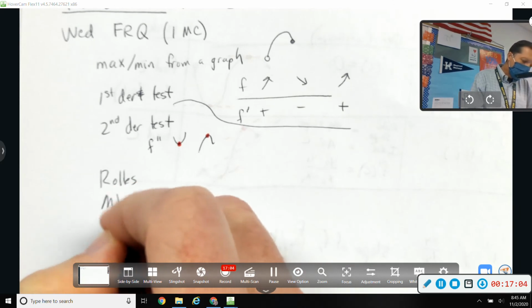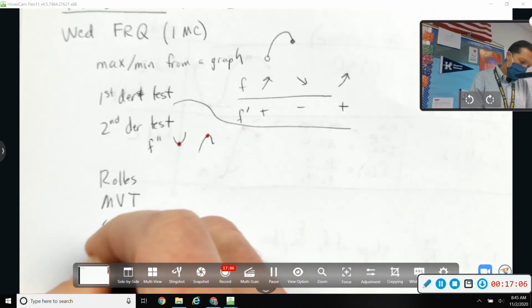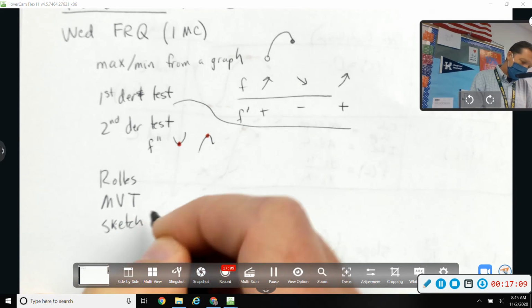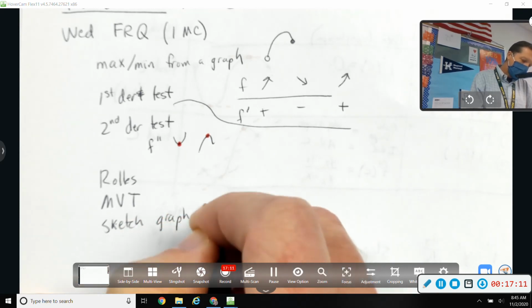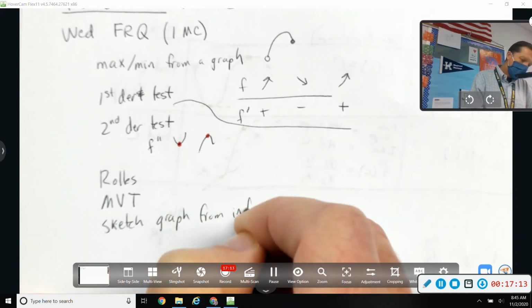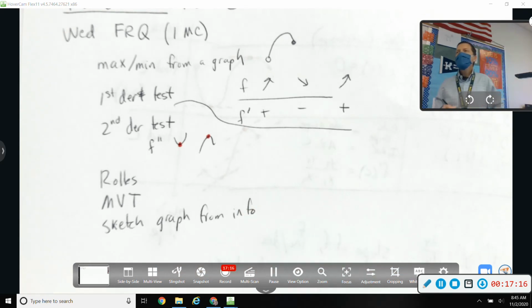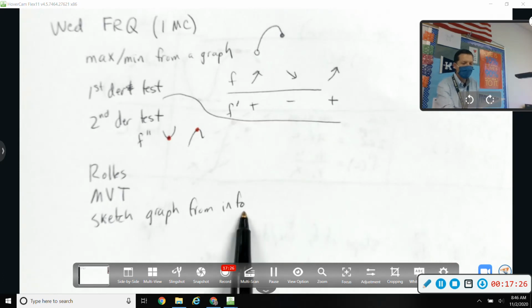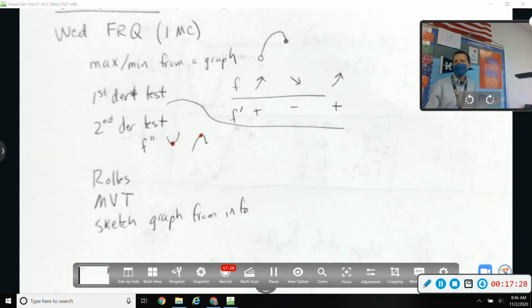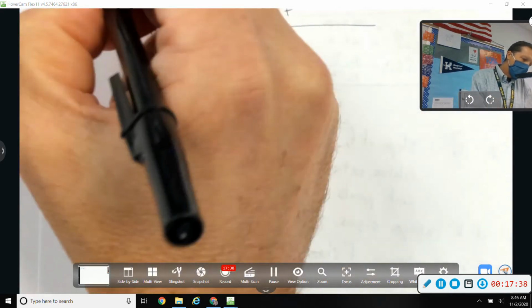A Rolle's problem, an MVT problem, and a sketch graph from info problem. Meaning, I'll give you information about f prime and f double prime and ask you to sketch a picture. And that's one where everyone's picture might be slightly different, but that's where we'll be looking for, well, concave up but increasing, concave down but increasing, that sort of stuff. That's the Wednesday test.